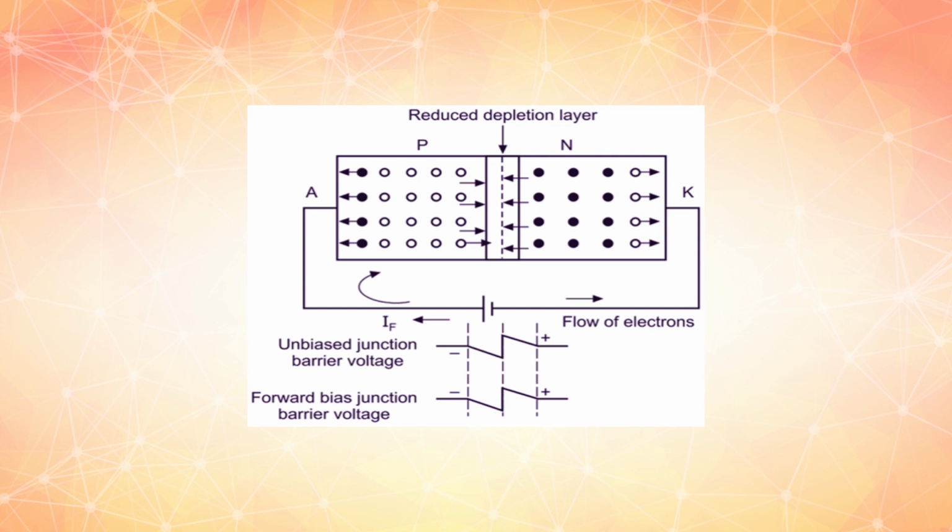In this way, the majority carriers, that is in the P side, the majority carriers are the holes. The holes move towards the depletion region, where they get recombined with the excess electrons or the negative charges, and similarly the excess charge carriers in the N type, which are the electrons, move towards the depletion layer where they combine with the positive charges, and in this way the depletion region, or we can say the barrier potential, is overcome by the forward biasing.